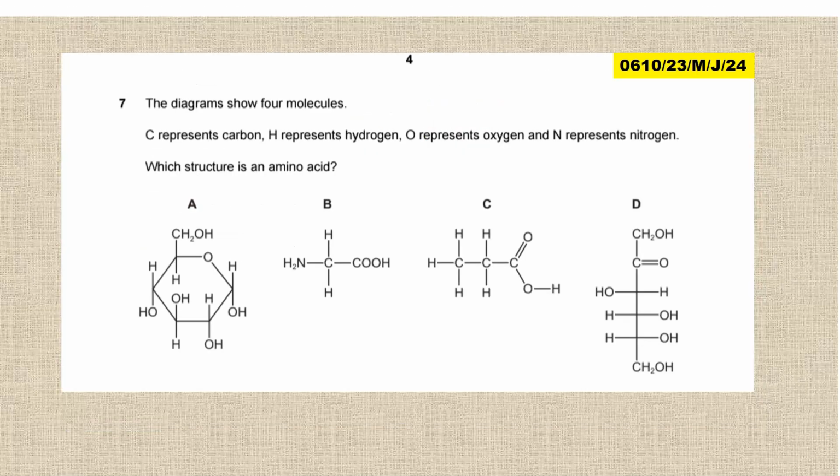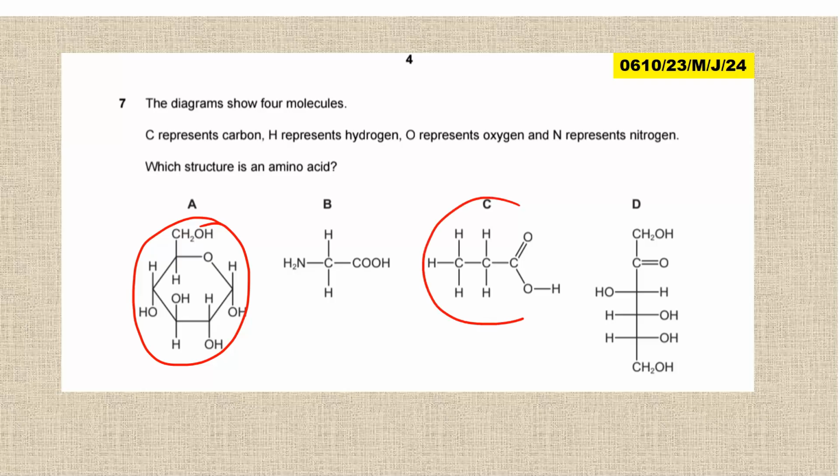All right, the diagram shows 4 molecules. C represents carbon, H represents hydrogen, O represents oxygen, and N represents nitrogen. Which structure is an amino acid? So we are going to look through these diagrams for the one that has nitrogen, because amino acid is related to protein. It is this one, so B is the amino acid.